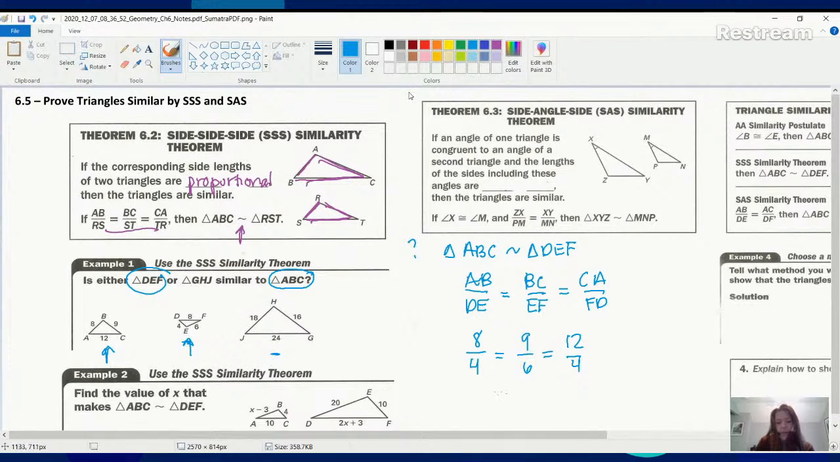I actually kind of know, but let's simplify our ratios here. So 8 over 4 is 2 to 1. 9 over 6 is actually 3 to 2. And 12 over 4 is 3 to 1. Yikes, right? So are our triangles ABC and DEF similar? No, they're not similar. Okay, not similar.